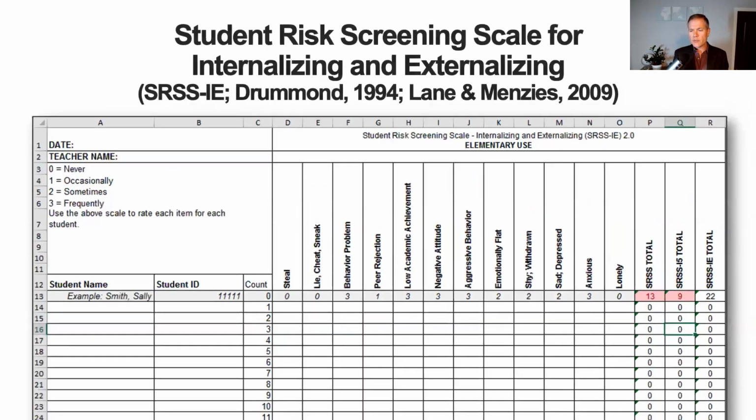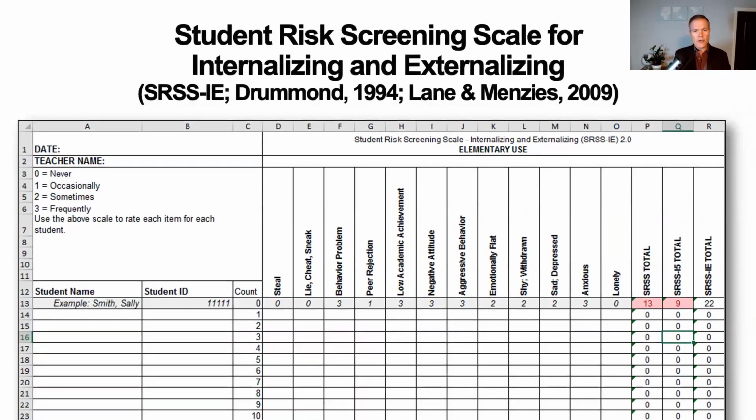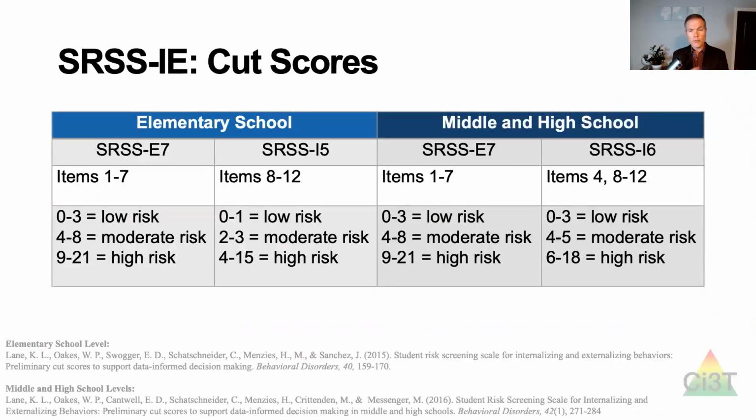And when you use it, just be aware that there's 2 tabs if you open it up in Excel. One's for elementary, which is what you see here, and one's for middle school, because there's slightly different cut scores as one of the items dual loads onto both of these subscales, the externalizing, which is always 7 items, and the internalizing, which either has 5 at the elementary level or 6 at the middle school and high school level because of that dual loading.